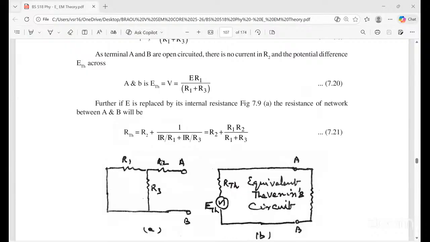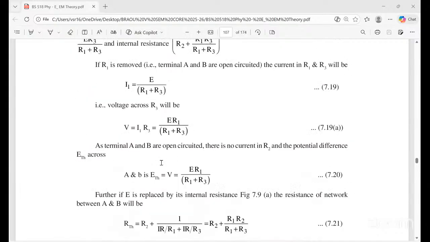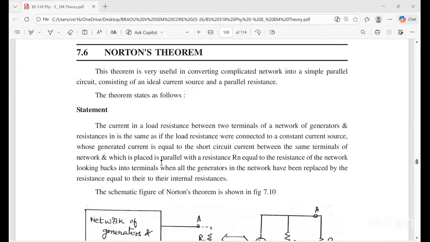ETH, RTH, R2 plus R1 by R1 plus R2. ETH value. Similarly, Norton theorem. This theorem is very useful in converting a complicated network into a simple parallel circuit.